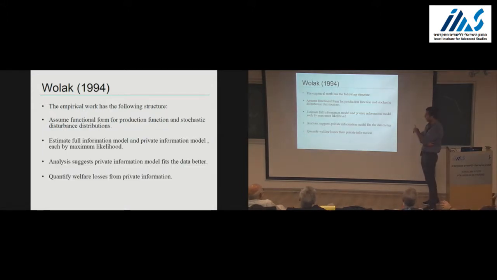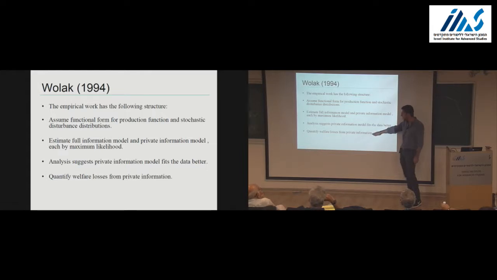So the empirical work, which we're going to go through a bit, is going to assume some functional form for the production function and the stochastic disturbances. We'll specify those. And then it's going to estimate the full information and private information model by maximum likelihood. There's a lot of details, fairly involved because of the private information. We're not going to get into the details of that. The analysis is going to suggest the private information fits the data better, and we'll look at the differences in some of the estimates, and that's basically going to select the private information model.